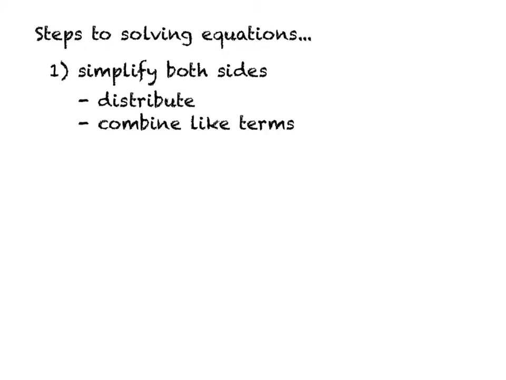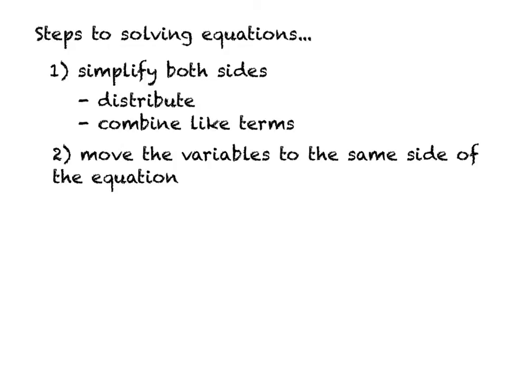If you'll remember yesterday, we simplified expressions using two strategies. We distributed and we combined like terms. So if you see a set of parentheses and there's a number on the outside of it or a negative sign, you're probably going to need to distribute. Once you're done distributing, if you have terms that have the same variable, you're going to need to combine like terms. The second step is to move the variables to the same side of the equation. You won't always have to do this, but if there are x's on both the left and the right hand side of the equal sign, we need to get those on the same side in order to solve for x.